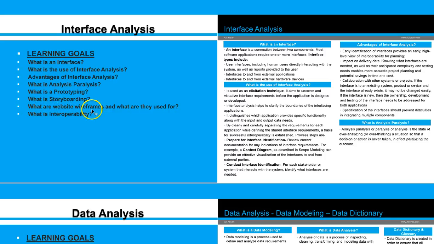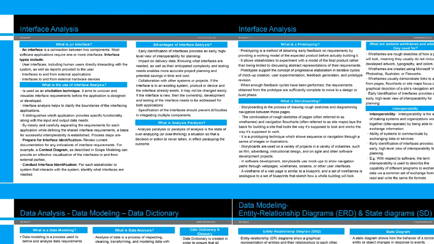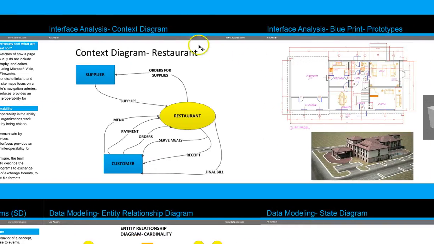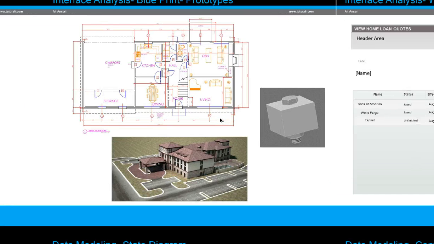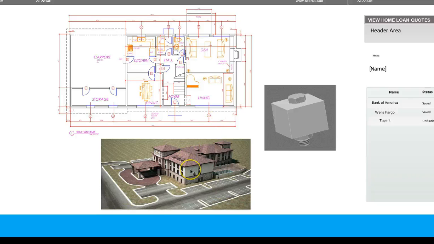Then what are website wireframes and what are they used for? Now this is for the user experience, where you make the wireframes for the website and show it to the customer and get approval for those. What is interoperability? So I'm just going to go through and see some of the diagrams. We have the context diagram for a restaurant. We have some interface analysis or blueprints or prototypes of models. So I'm going to show the customer the model, I'm going to show the blueprint diagram, and then I'm going to get an approval on that.